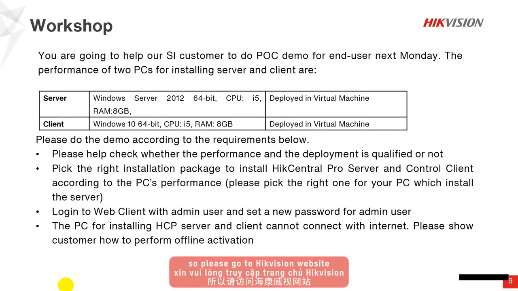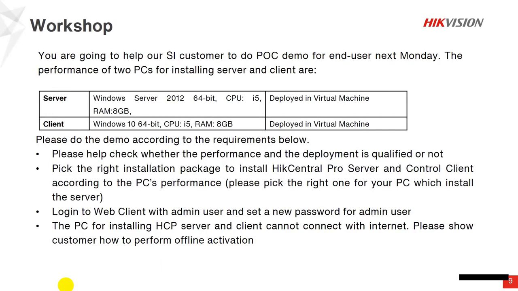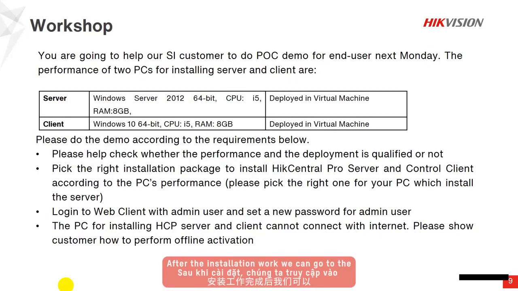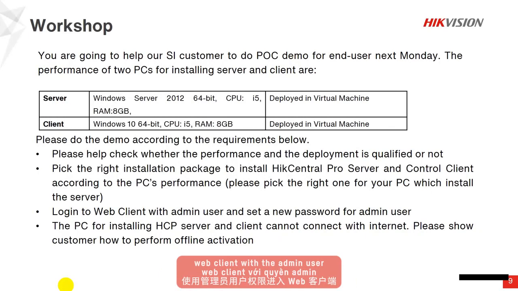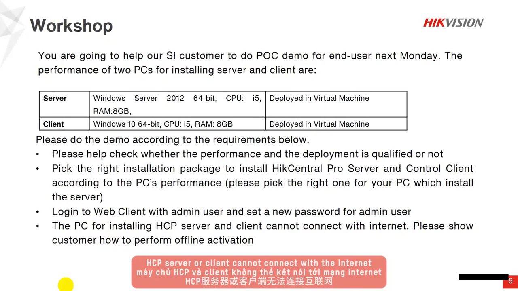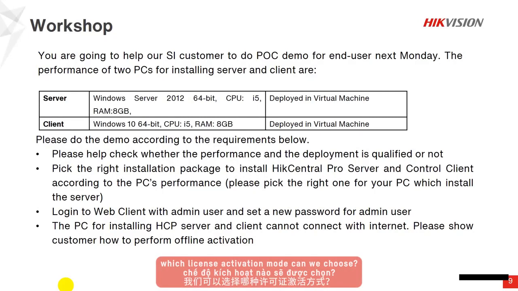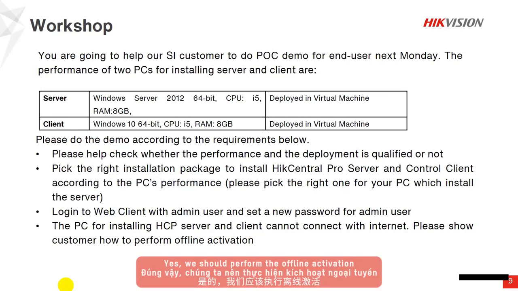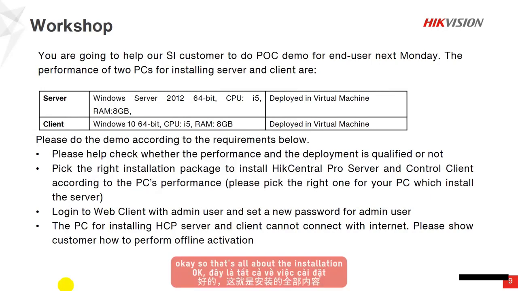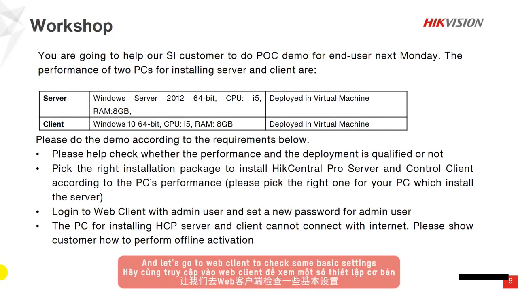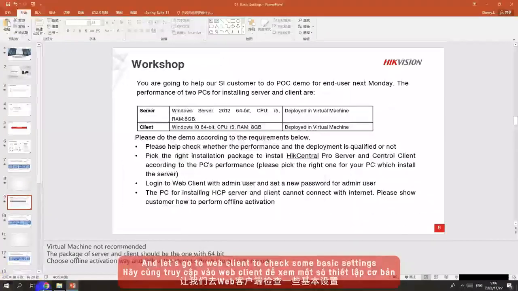So please go to the Hikvision website to download the installation package to make sure that the package is complete and the released one. Okay. And then after the installation work, we can go to the web client with the admin user and set a new password. Okay. And for a PC installing HCP server or client that cannot connect with the internet, which license activation mode can we choose? Yes, we should perform the offline activation. Okay, so that's all about the installation, and let's go to the web client to check some basic settings.